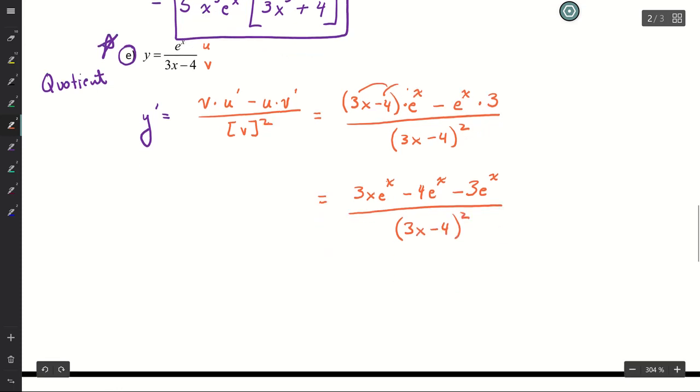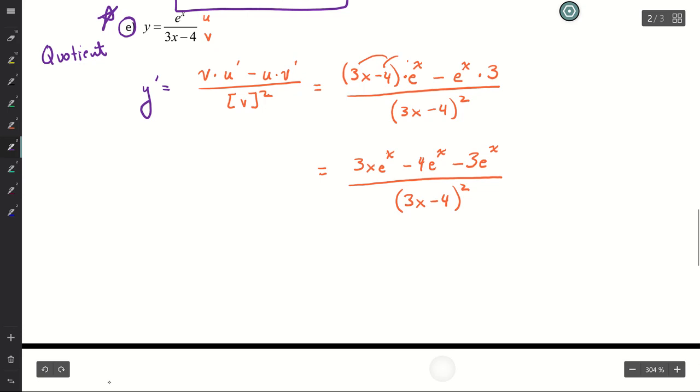All right, now there's two ways that you can do this next piece. You can either factor it right away, or you can actually combine like terms. There's a negative 4 e to the x and a negative 3 e to the x that are actually common. So you could actually put those together. I'm going to go ahead and factor it. It just makes it a little bit easier to see.